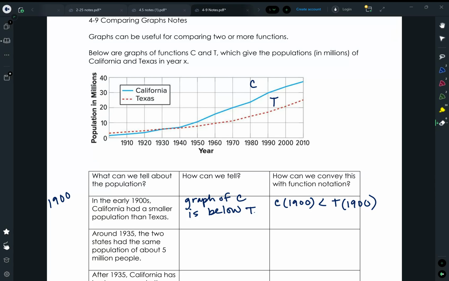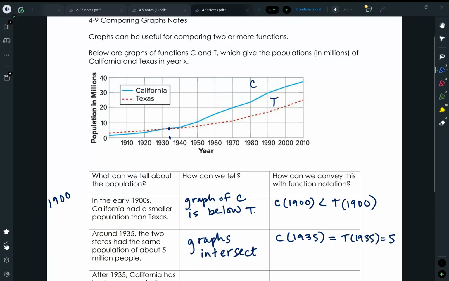So around 1935, the two states had the same population of 5 million people. Sure enough, if I'm looking at 1935, right here between 1930 and 1940, both graphs are right there at 5 million people. How we can tell that is our graphs intersect, or they cross, so they must both have the same population. What that's showing us here is that C of 1935 equals T of 1935, which equals 5. So they're both equal to each other and they're equal to 5.